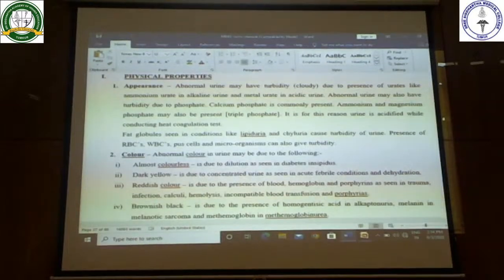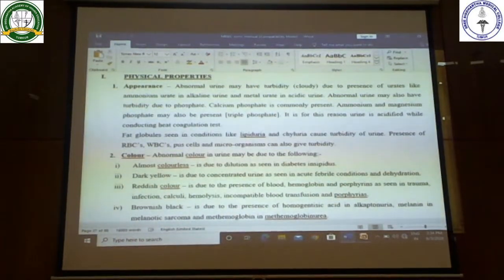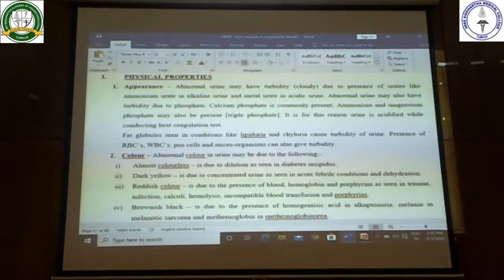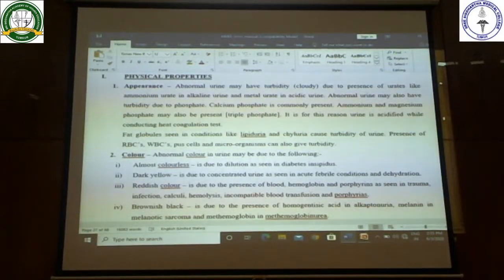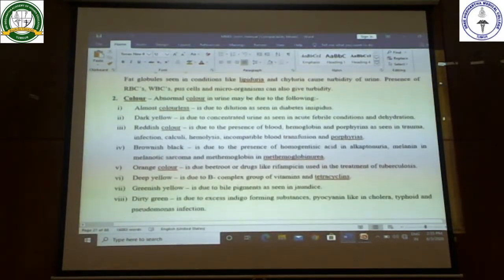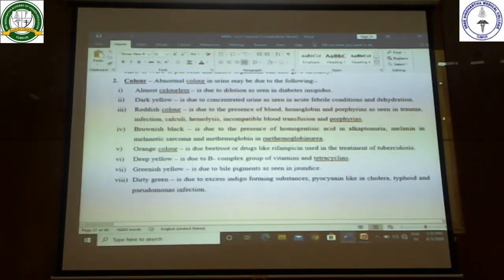Second, you look at the color. What is the normal color of regular urine? Straw or amber yellow color is what we say. But abnormal urine can have many different colors, as shown here. The first one that we would consider is almost colorless, almost like water.